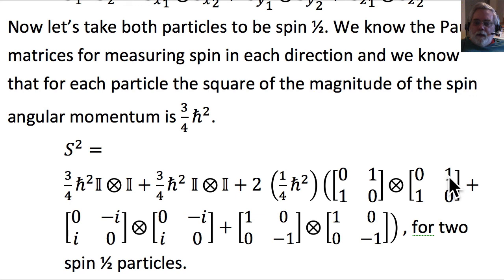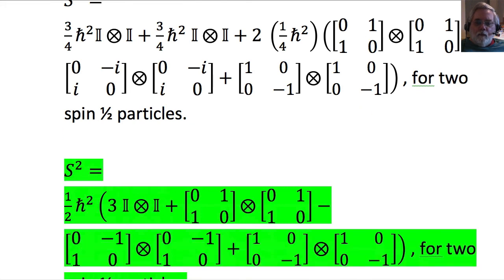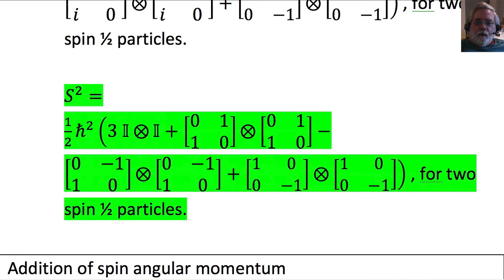Pauli matrix sigma x, tensor product sigma x. So this is sigma x operating on the first particle's spin state, tensor sigma x operating on the second particle's spin state, plus sigma y tensor sigma y plus sigma z tensor product sigma z. And we can do some simple arithmetic on that, and we get the following.